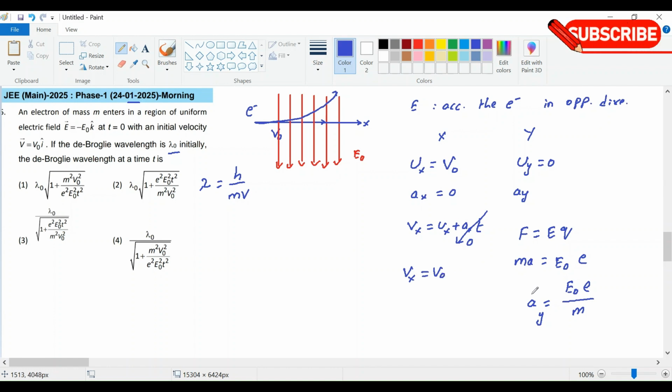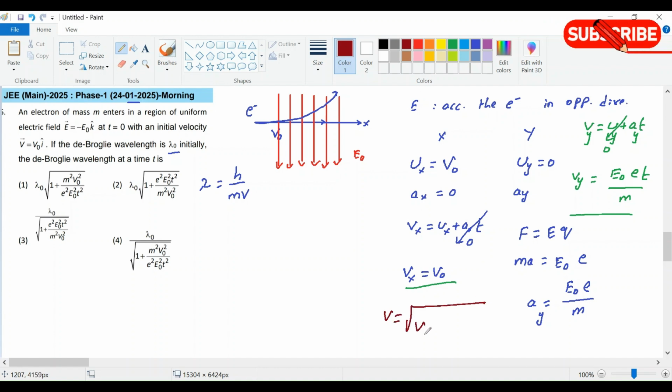In the same way I can find vy. The same formula for the y direction, v is equal to u plus at. So vy is equal to uy plus ay into t. uy is 0, so vy is equal to ay into t, simply E naught e by m into t. I got vx, I got vy, and I want the net velocity. So v is equal to under root of vx square plus vy square.